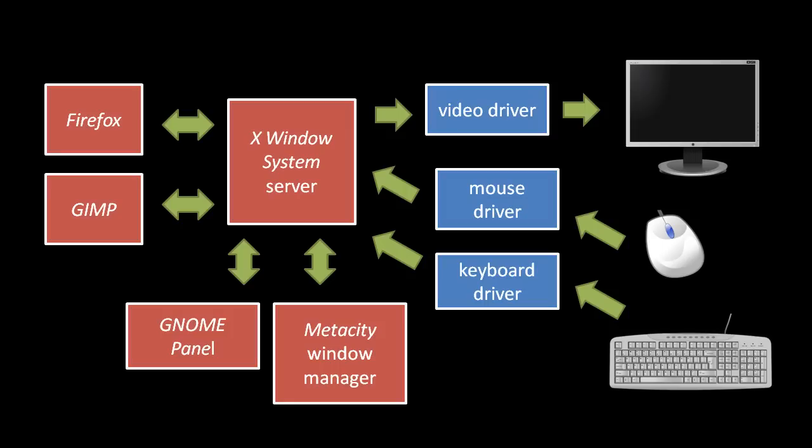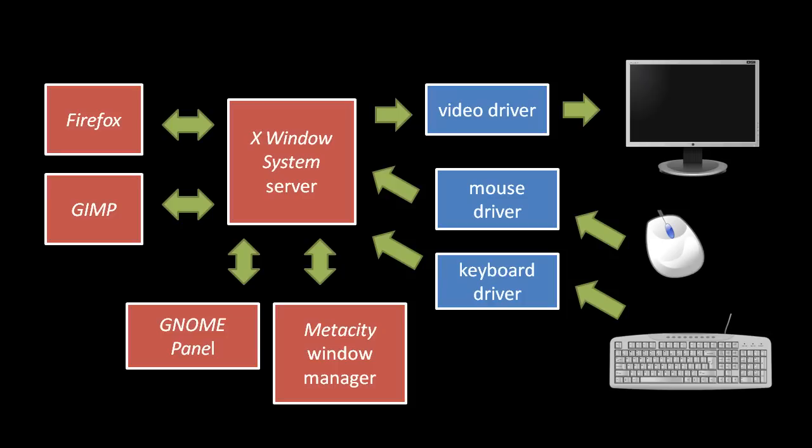So notice that GNOME panel and the Metacity window manager are both otherwise ordinary processes that talk to the X-Window server. They actually talk to the X-Window server using the same X protocol that all other programs like Firefox and GIMP use. Be clear that the X-Window system is defined really by a protocol, the X protocol, and there are a few different X-Window servers available. The most widely used one, though, is called Xorg. If you have a Linux system today, most likely it's using Xorg.